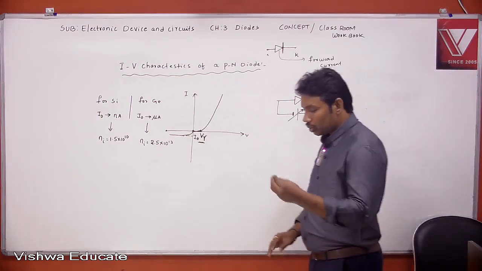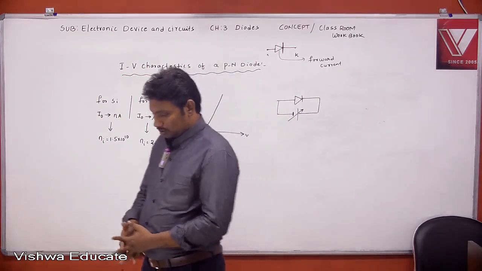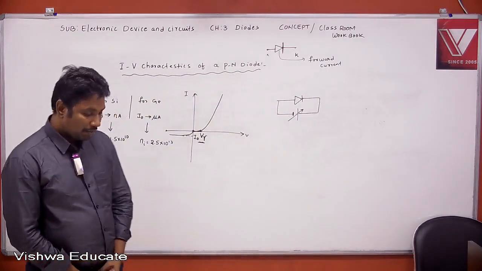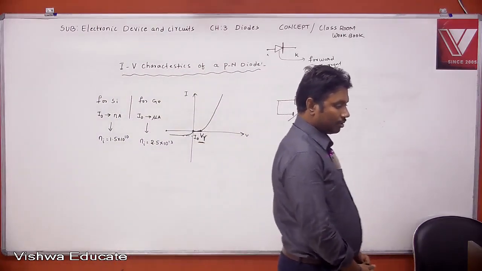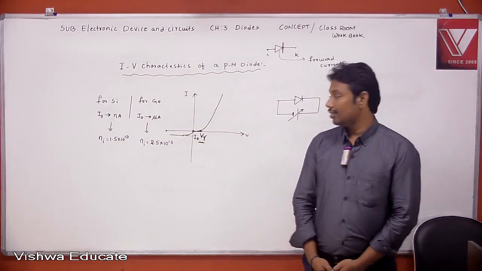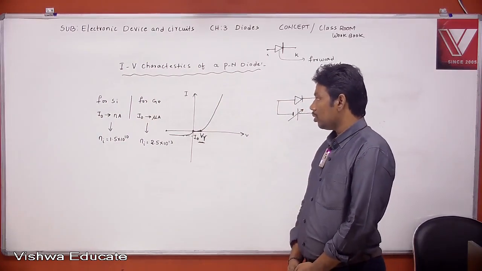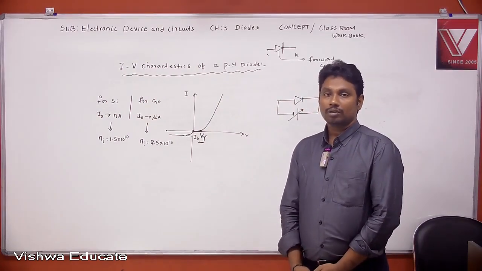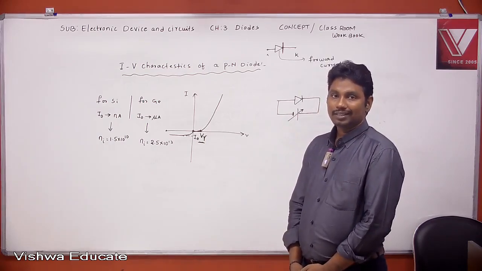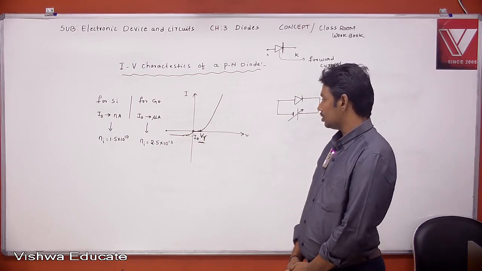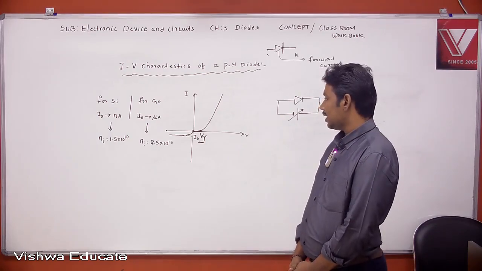Write down in the note: germanium has higher reverse saturation current than silicon because it has high intrinsic concentration.